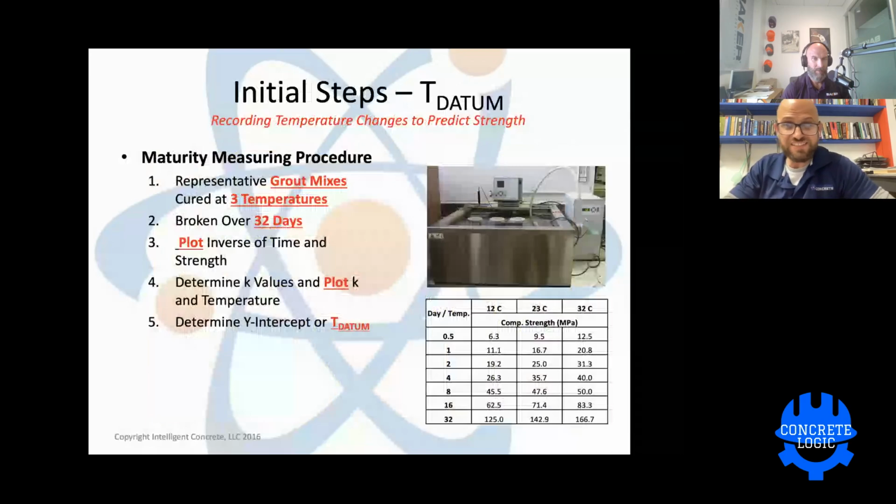You ready for this? To get the datum temperature, you remember what I said? It costs $15,000 to $20,000. You ready? I don't know why I did that. I can't see the screen.